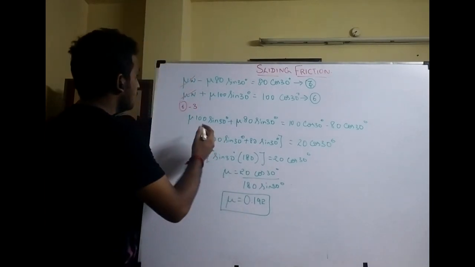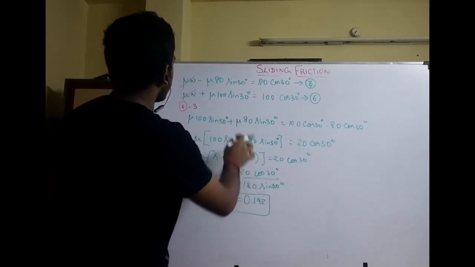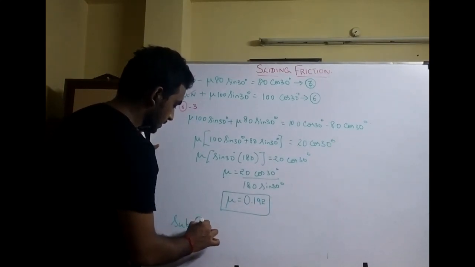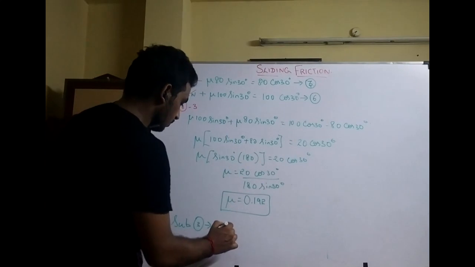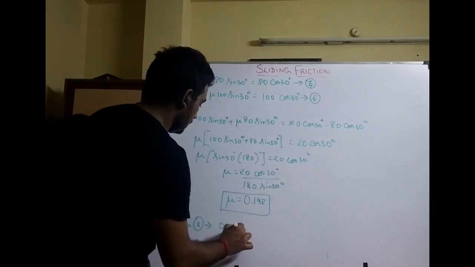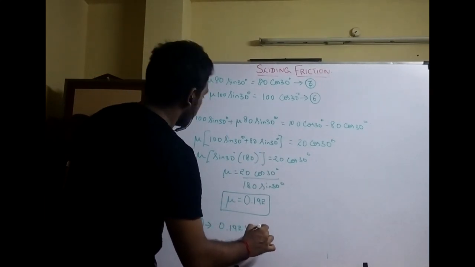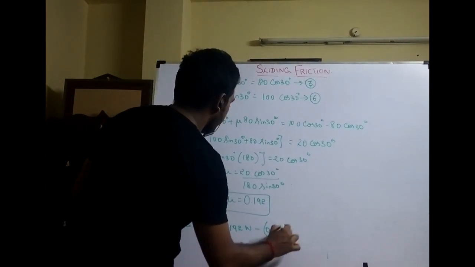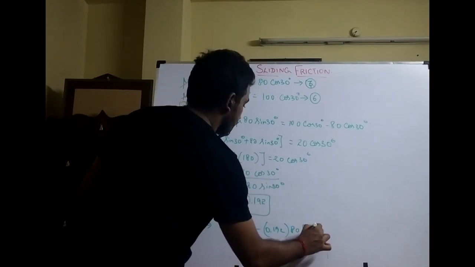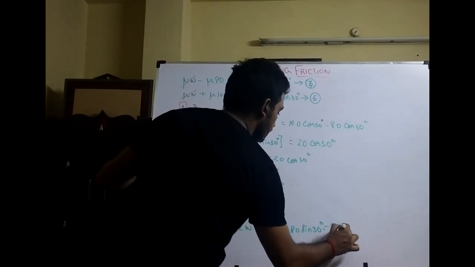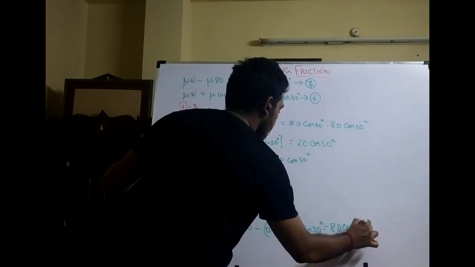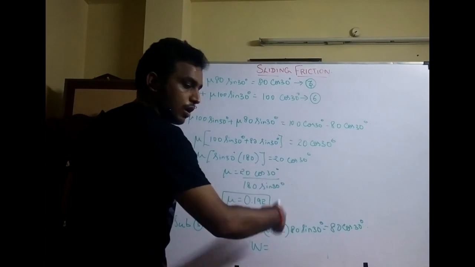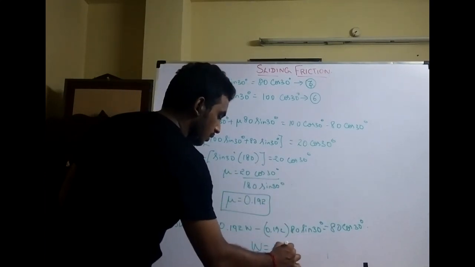Substituting the value of mu in equation 3 or equation 6, we get 0.192 W minus 0.192 into 80 sin 30, and 80 cos 30. Solving over there, we get the value of W is equal to 400.